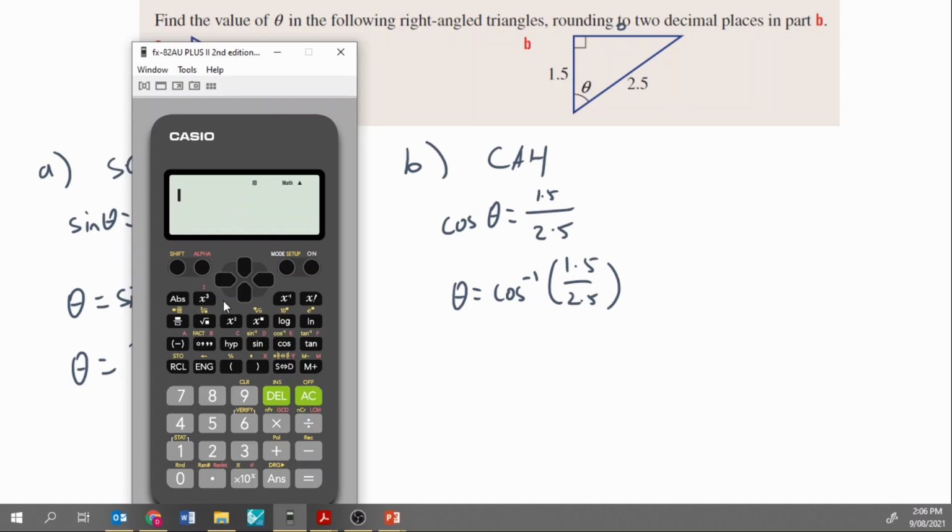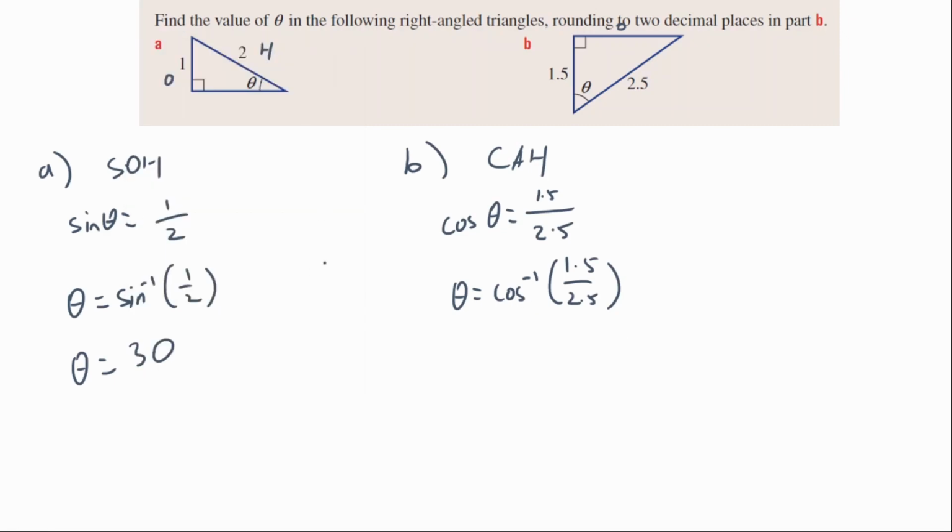Just clear what you've got there. Press shift, cos to the power of -1. Add in your fraction, 1.5 over 2.5, close the bracket and press enter. And that rounded to 2 decimal places is 53.13. So theta will equal 53.13. Make sure you're putting the degrees sign in there as well.